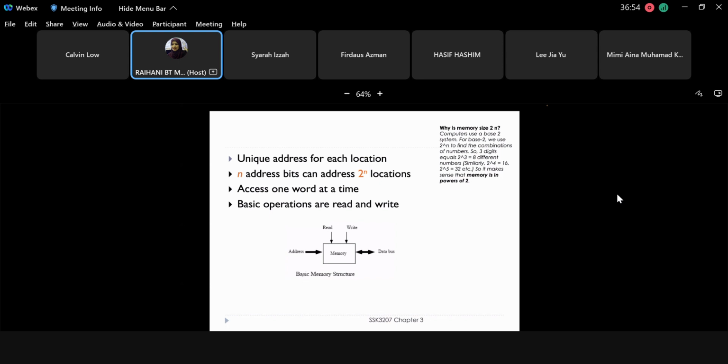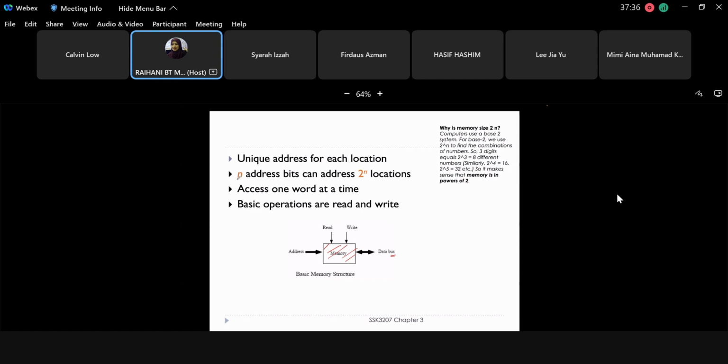Okay, so this is the basic memory structure. Assume that this is the memory. Of course, the memory has the mechanism to read and also write. For the memory to store the data, it needs the address where to find the places to store the data. And then the data bus is used here to transfer or transmit the data from the memory to other devices, like I/O devices and so on.